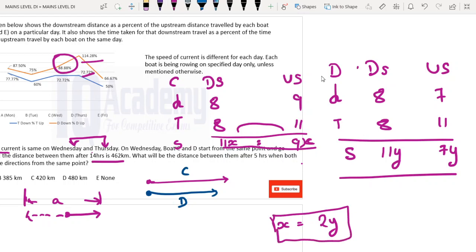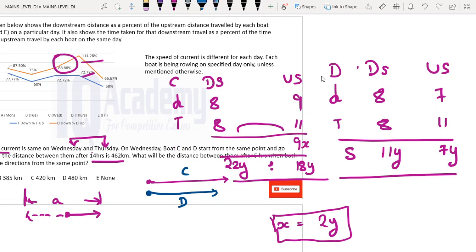So instead of 11x, we can write it as 22y, because we know that x equals 2y. Instead of 9x, we can write it as 18y. So now we know the downstream speed of C and the upstream speed of C in terms of y. So we remember this.